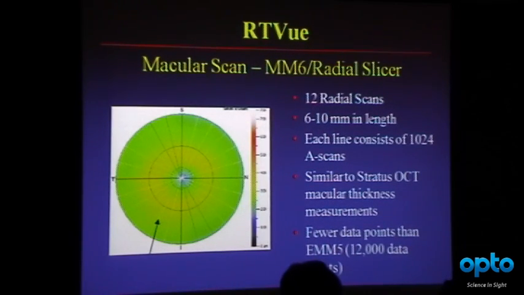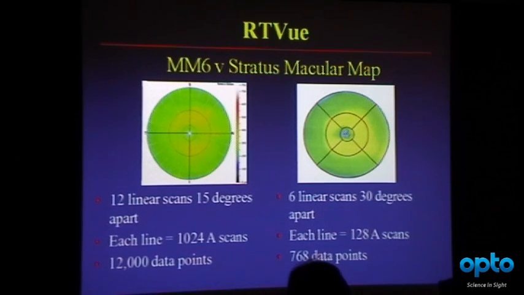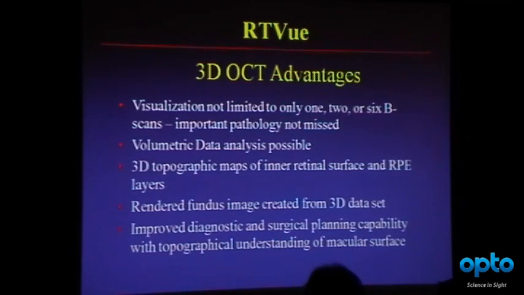The Optovue also allows you to do a radial scan, much like the Stratus macular map. So if you like the radial scan, it's available. I don't use it personally often because it's less dense than the EMM5, but of course it's quicker. It's fewer data points, only 12,000 data points, than the EMM5, and it's 12 radial scans instead of 6 radial scans. And there is interpolation between the scans, so if there's pathology in these areas between these scans, you will miss it with the MM6. And just to compare the MM6 to the Stratus, 768 data points versus 12,000 data points.